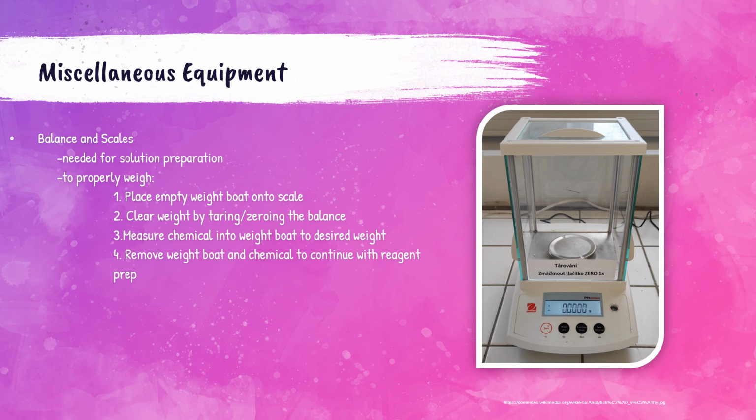Accurate weights of substances for the preparation of solutions are obtained by using a balance scale. To properly weigh a substance, an empty weigh boat must be placed on the scale. The scale must be tared or zeroed out with the weigh boat still on it. The chemical must be put into the weigh boat and added to the desired weight. The weigh boat and the chemical must then be removed. It is important to keep the scale clean as well as the area surrounding it clean. This is important for keeping the accuracy of the scale.